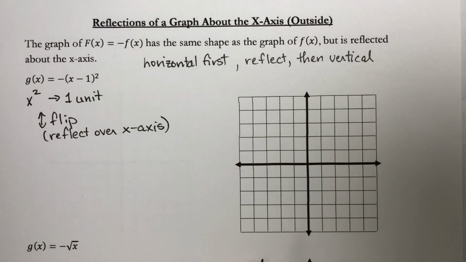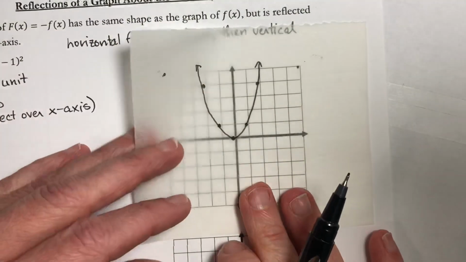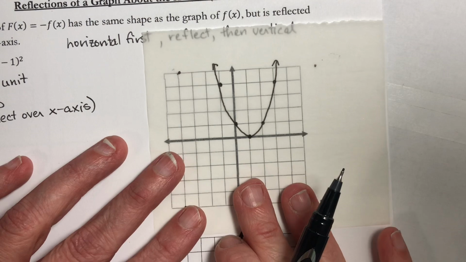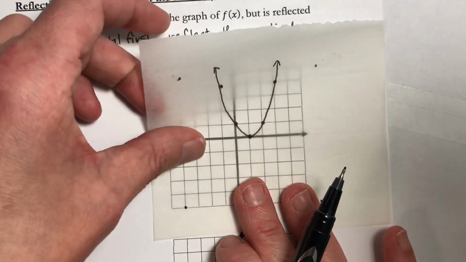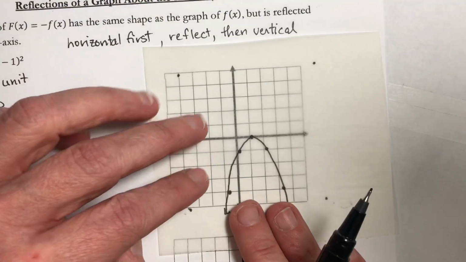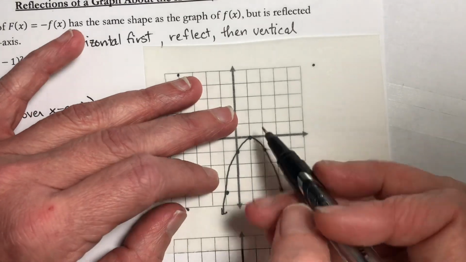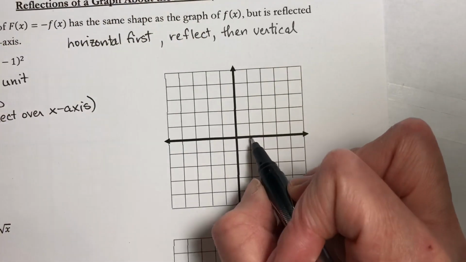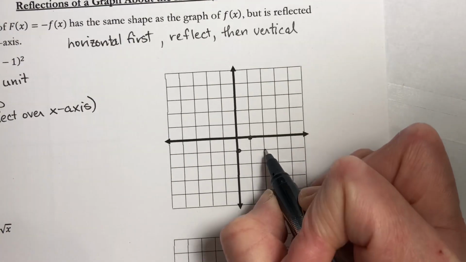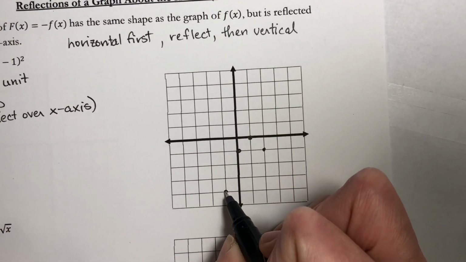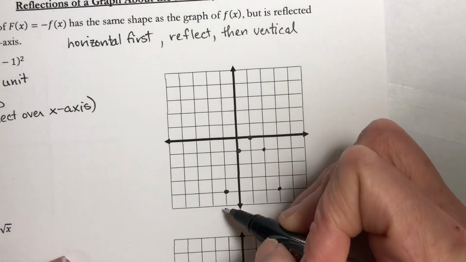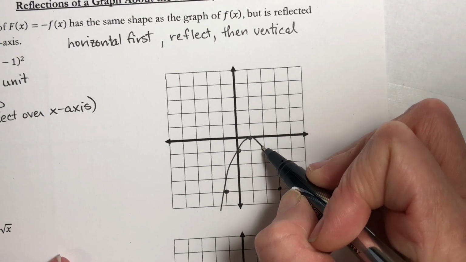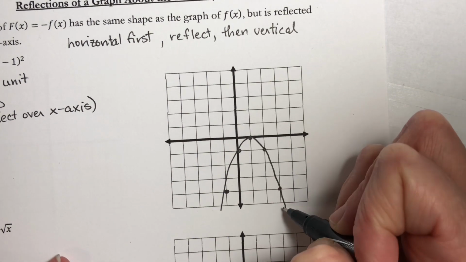Okay, so if I start off with my basic quadratic here, then I'm going to shift it to the right 1 unit, and then I have to flip it upside down. So my graph should look like this. So that would give me these 5 points, and I have this basic shape.